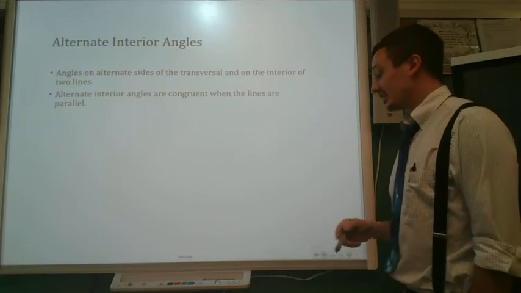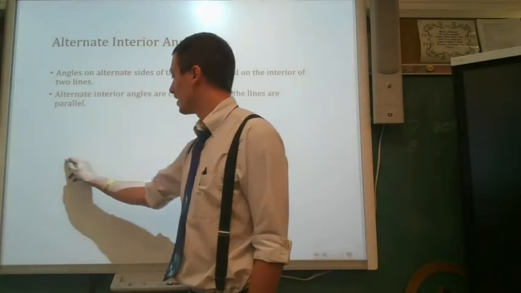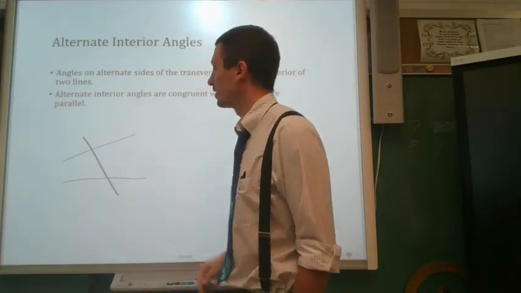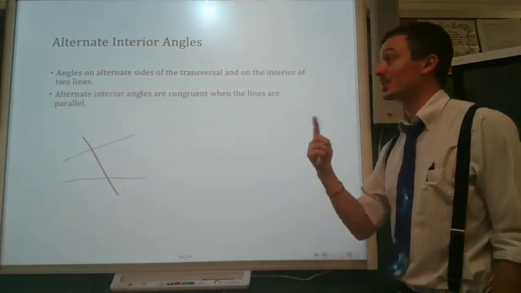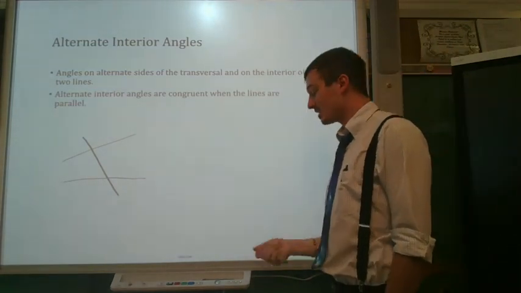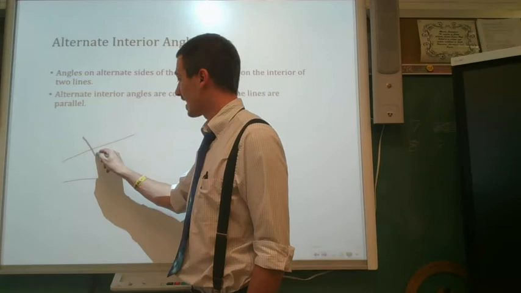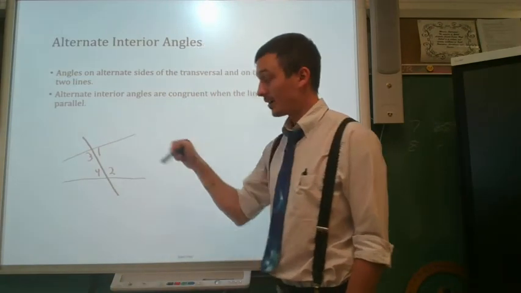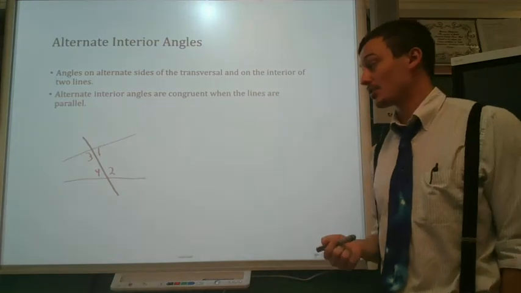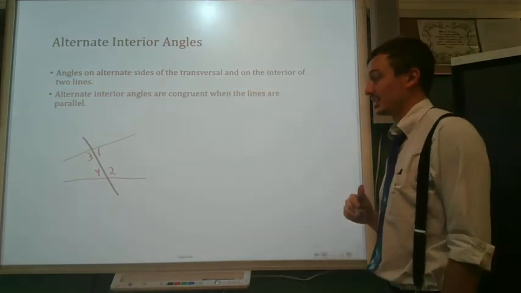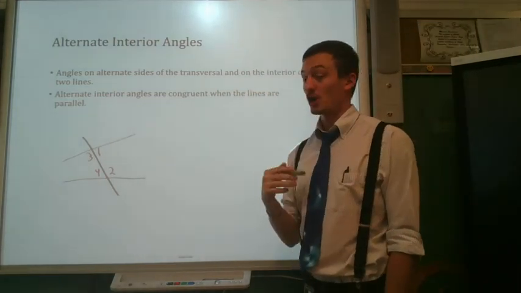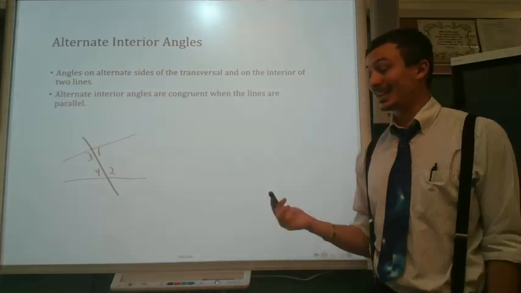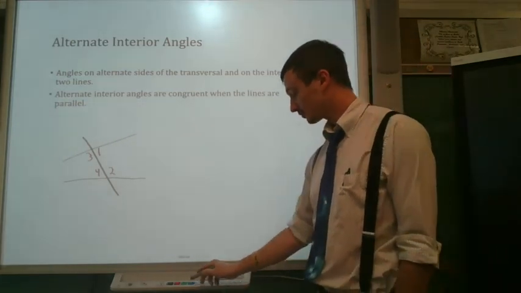Then there's alternate interior angles. So if we have two lines cut by a transversal, alternate interior angles are on alternate sides of the transversal and the interior of the two lines. So if I have 1, 2, 3, and 4, 1 and 4 are alternate interior angles, and 3 and 2 are alternate interior angles, because they are on the alternate sides of the transversal in the interior of the two lines.